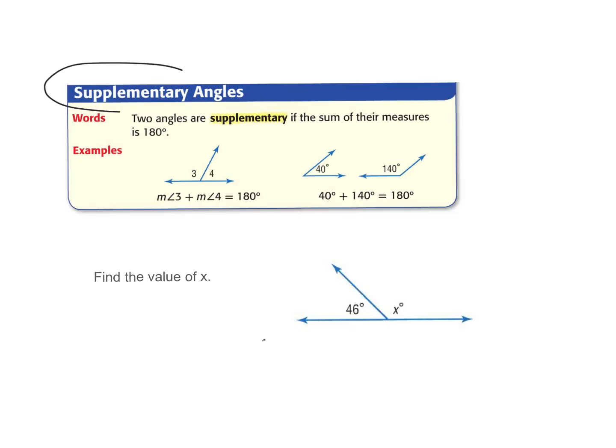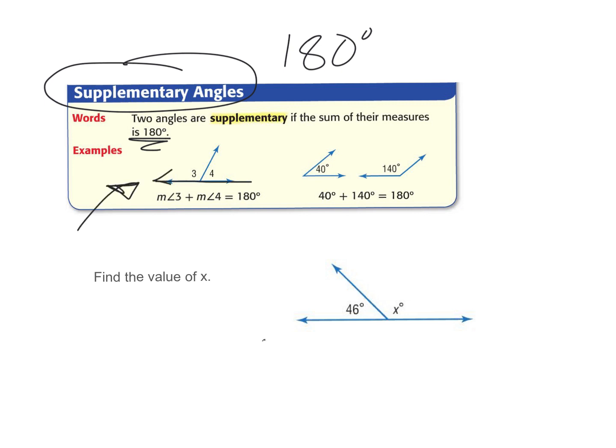And then we have supplementary angles. Supplementary angles is when the sum of the measures of the angles is 180 degrees. So you want to remember that. Here we can see that we have a straight line, a straight angle, which is 180 degrees, and it's broken up into two adjacent angles, angle 3 and angle 4. They share the same side right there. So angle 3 and angle 4 are supplementary because together they have to equal 180 degrees.